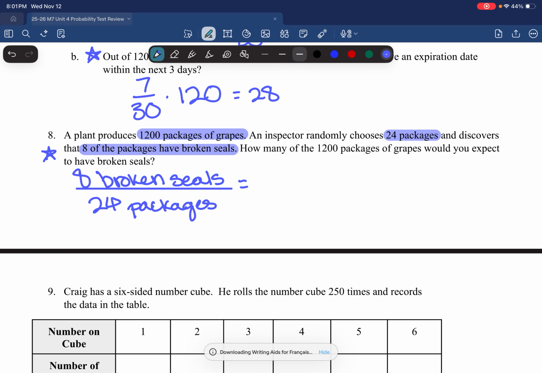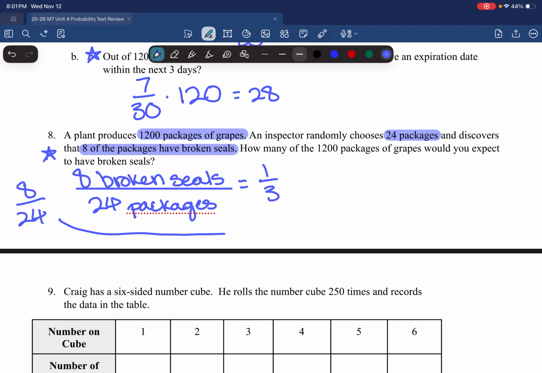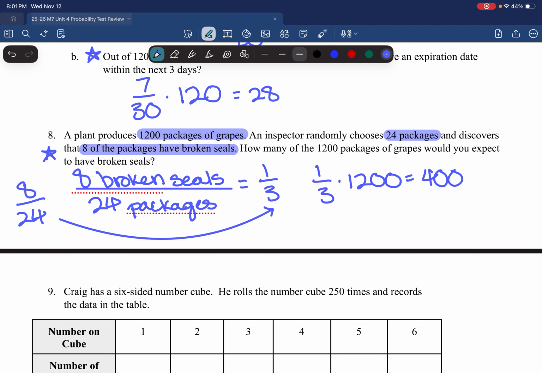All right, and you can reduce this to 1/3. So 8/24. Oops. And you can reduce that to 1/3. So I need to take 1/3 and do what with it? For those of you who said multiply by 1,200, good job. And then you get 400.